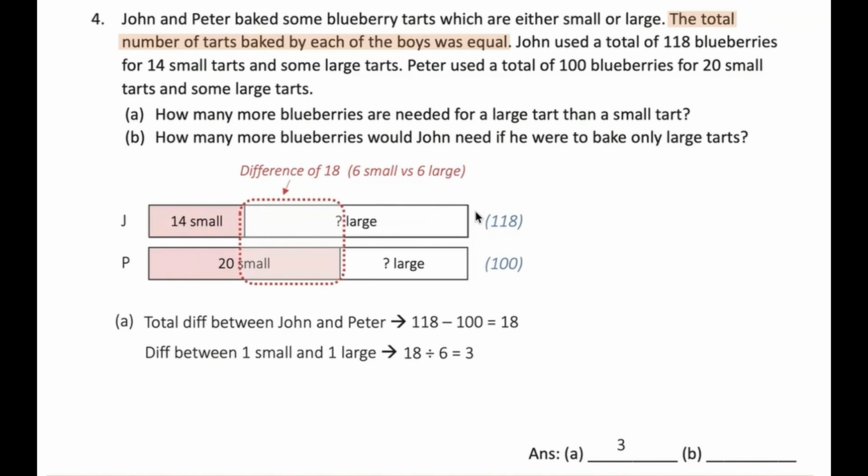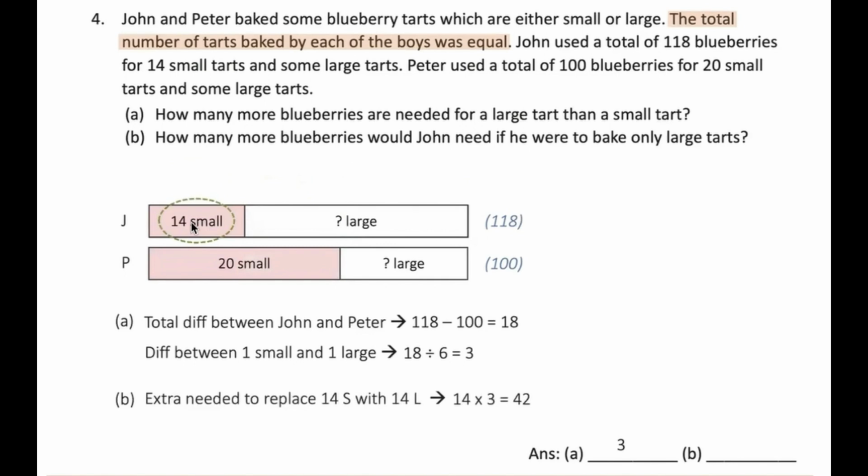Now look at John. John already baked some large tarts and baked 14 small tarts. Now I want to convert these 14 small tarts into large tarts. Every small tart to bake into a large tart, I need 3 more blueberries. So how many more blueberries does John need if he wants to bake these 14 small tarts as large tarts? It will be 14 times 3, 42. Simple, right?